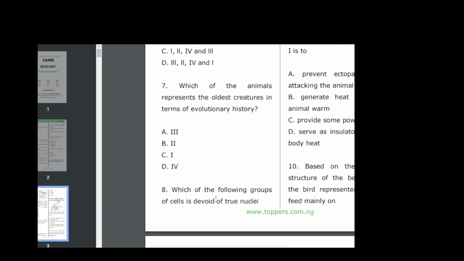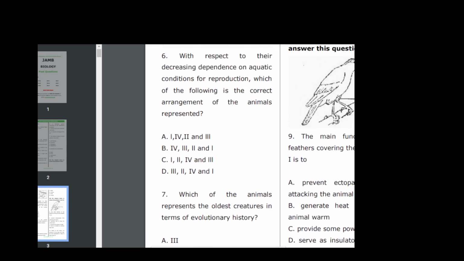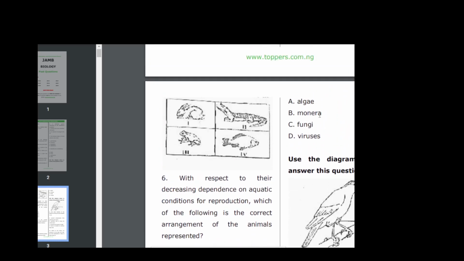The next question says, which of the following groups of cells is devoid of a true nucleus? Are we together? The options that we have there are algae, monera, fungi, and viruses. Now the question is not telling us which of them does not have a nucleus. What the question is telling us is which of them does not have a true nucleus.